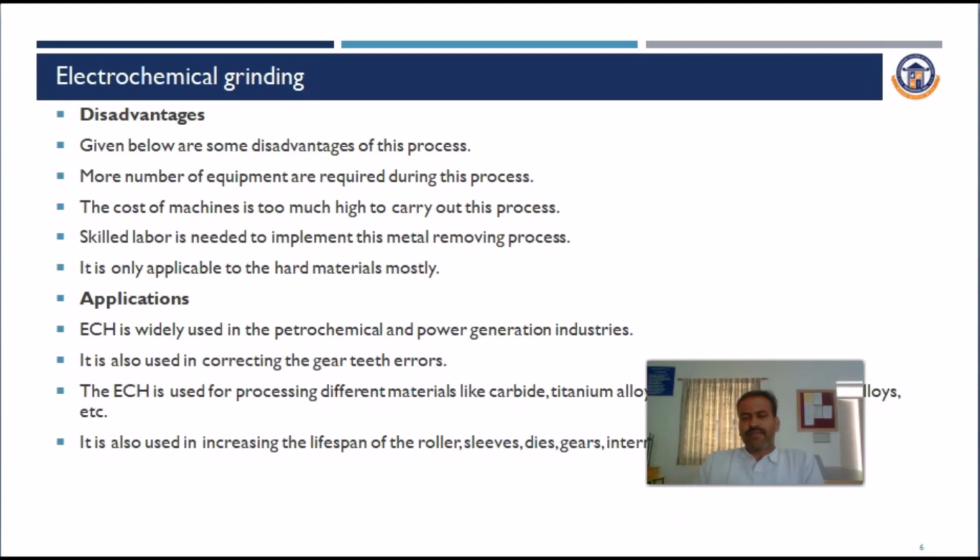Applications where we are using this electrochemical grinding or honing process: it is used widely in petrochemical and power generation industries. It is also used in correcting gear teeth errors. This electrochemical honing or grinding process is used for processing different materials like carbide, titanium alloys, and Inconel titanium alloys. It is used for increasing the lifespan of rollers, sleeves, dies, gears, internal cylinders, etc.